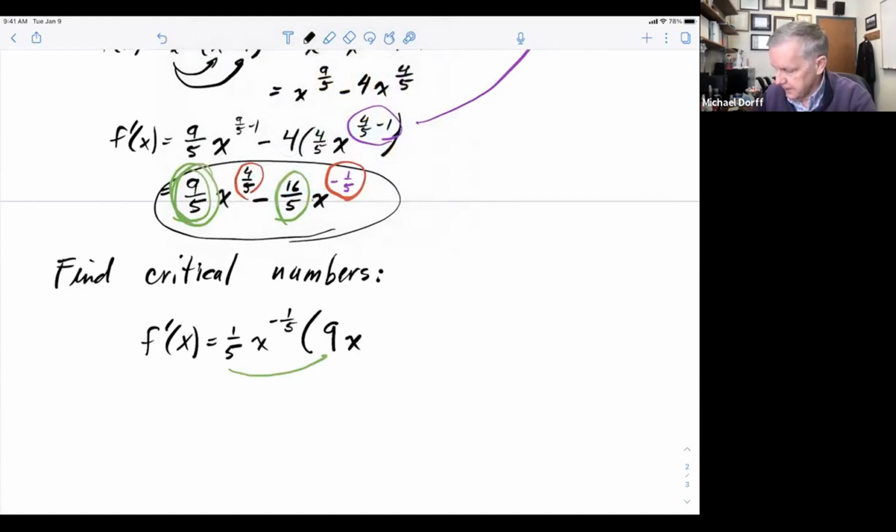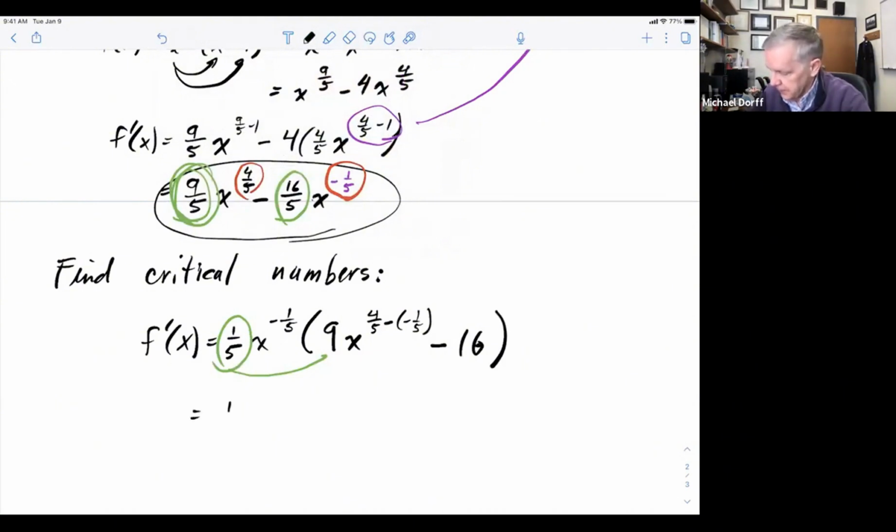And what am I left with here? Well, when I take 4/5 and I factor out a negative 1/5, what I'm doing is I'm going 4/5 minus a negative 1/5. All right. And on the second part here, again, I factored out in green this 1/5, and I had 16/5, so I have 16 out front. And I factored out an x to the negative 1/5, and so I'm just left with that.